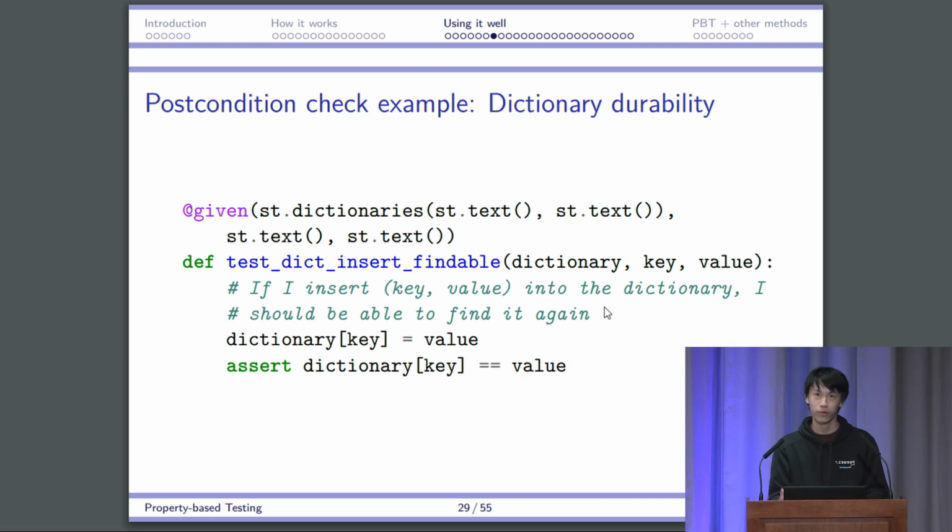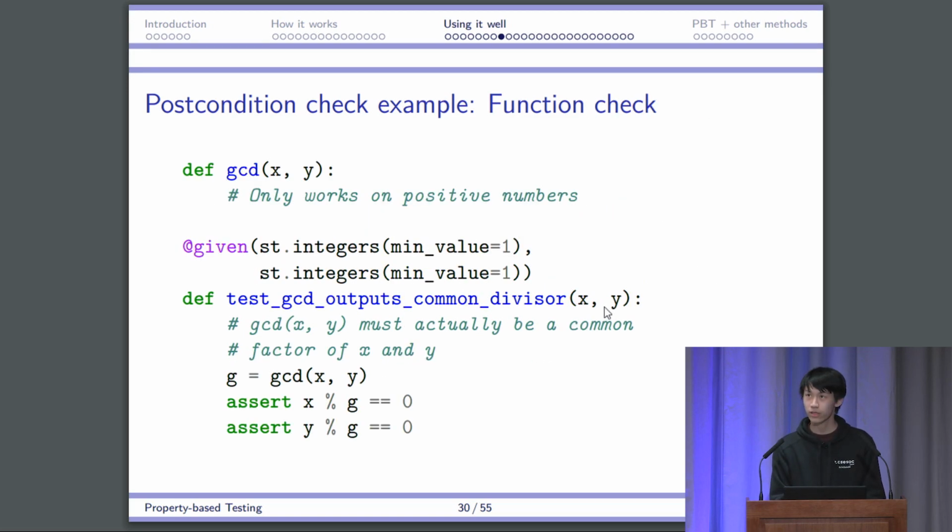That would be a postcondition of the dictionary, in that if I insert a key value pair, it should still stay there until another query modifies it. Here's another example of a postcondition check, and this is one on a function. Essentially, let's say I have a GCD function that only works on positive integers for the sake of generating test cases.